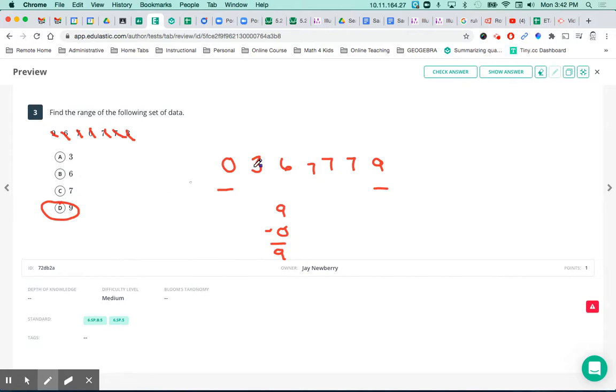Okay? Now, let's say, for instance, that 0 wasn't there, and we just had 3, 6, 7, 7, and 9. My range would be 9 minus 3. I'd have a range of 6, because there's a spread of 6 between the biggest and the smallest. Okay, that's what we're identifying, basically the spread of our numbers. What's the difference between that biggest and smallest number?